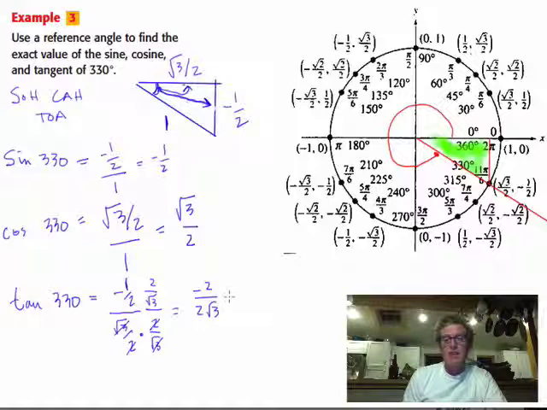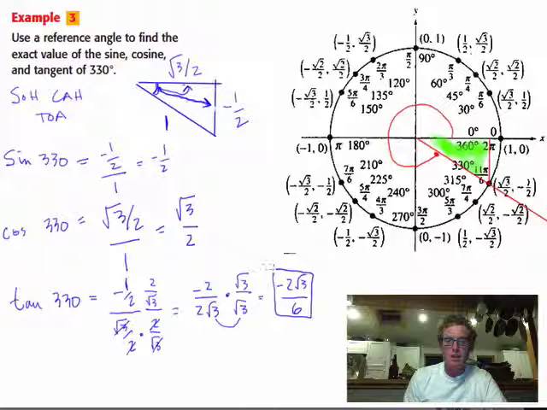What we lastly need to do is rationalize this denominator, so I'm going to multiply again by root 3 over root 3, and I'm left with negative 2 root 3 all over, okay, so these two things right here turn into 3, so I get 2 times 3, and that gives me 6. And that is the tangent of 330. Here's the cosine of 330, and here's the sine of 330.